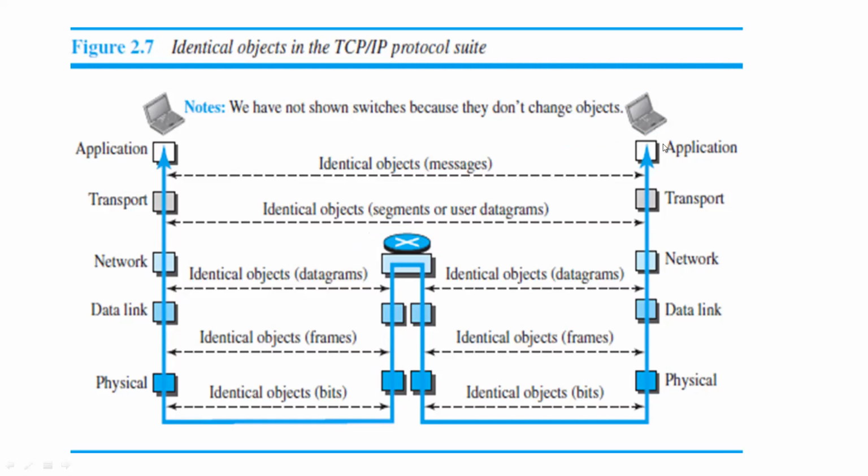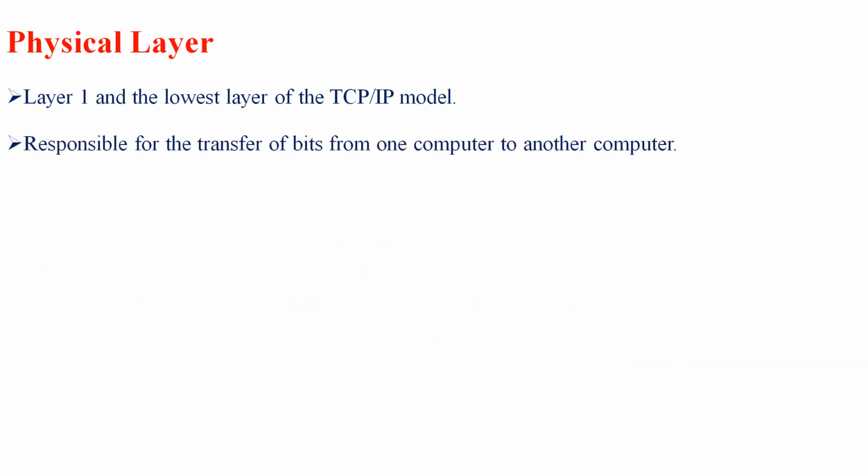So let's move on and discuss the description of each layer of the TCP/IP protocol. Firstly, we'll start with the very first layer, that is the physical layer. This layer is the lowest layer and layer 1 of the TCP/IP protocol. It is responsible for the transfer of bits from one computer to another computer, or the transmission of bits.